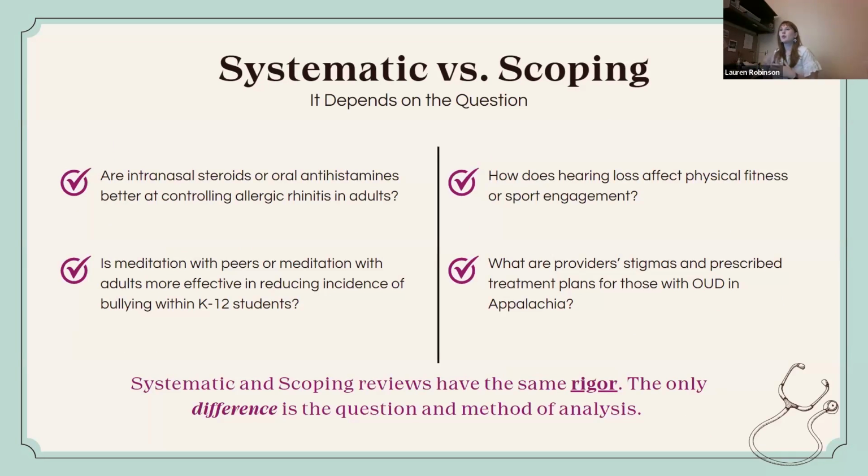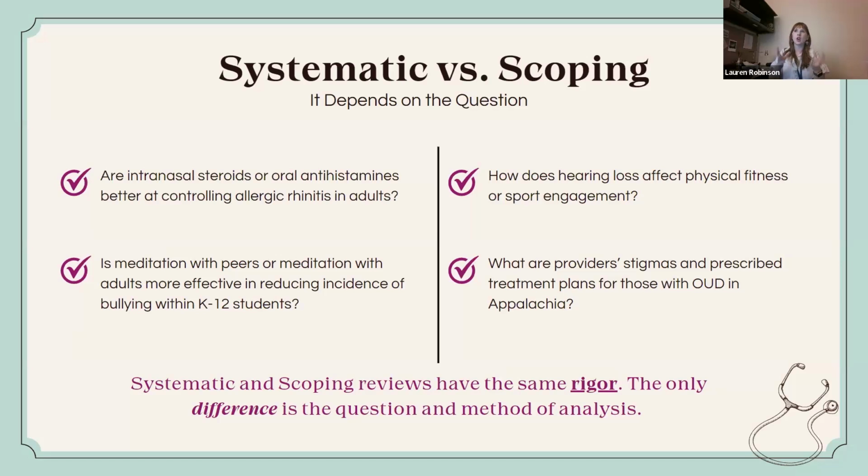So here are some examples of those questions. They have the same rigor. Systematic and scoping reviews have the same rigor. They follow PRISMA. There's actually a PRISMA extension for scoping reviews. They both adhere to the searching extension for PRISMA. The difference is the question type and the method of analysis. So you can kind of see those differences here.